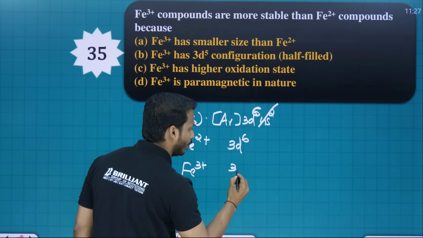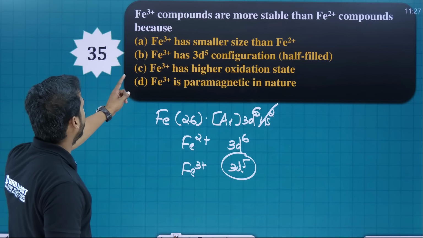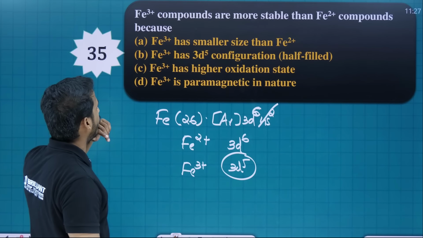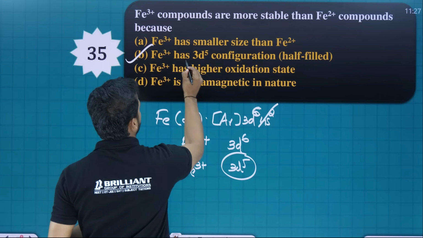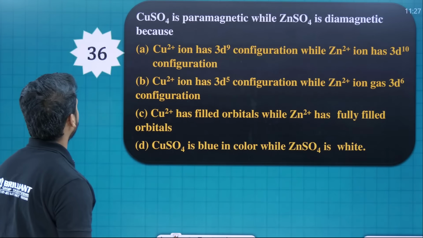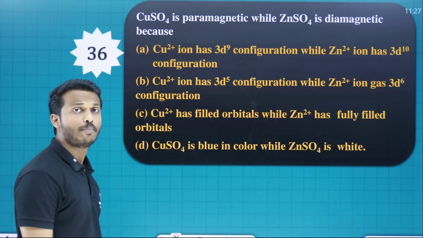One more electron goes from here, 3d5. Yes, it is half filled. So Fe3+ compounds are more stable. What you can say? Fe3+ has 3d5 configuration. And copper sulfate is paramagnetic while zinc sulfate is diamagnetic.